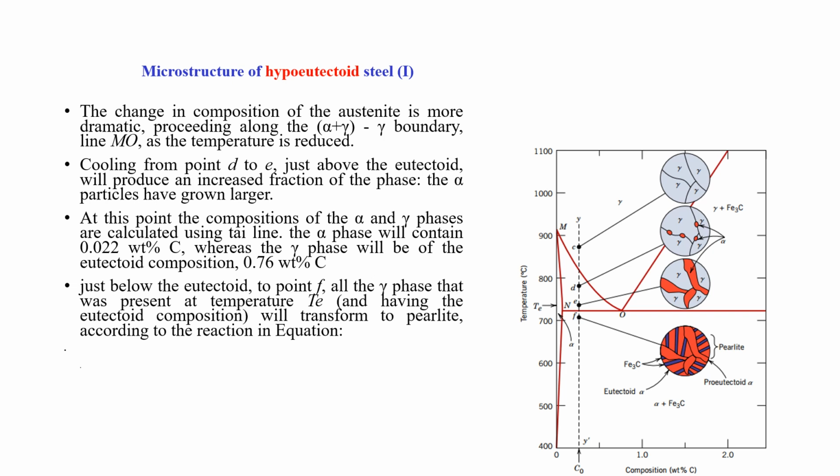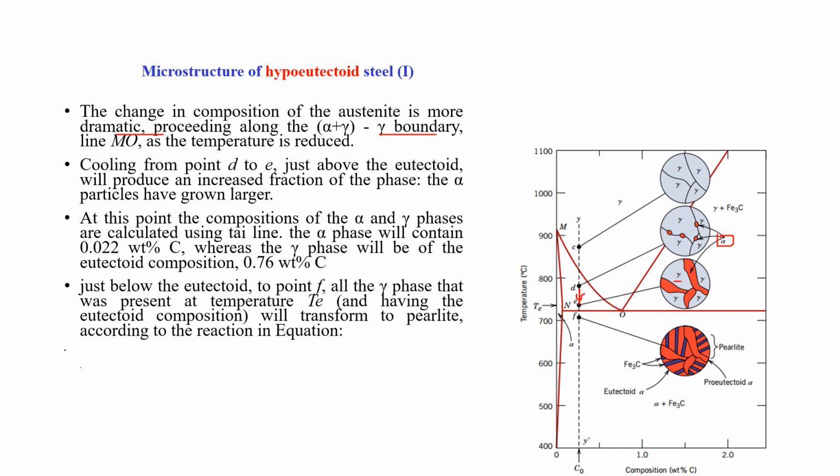So the change in the composition of the austenite is more dramatic as we cool down from D to E. At point E, the alpha ferrite particles are growing dramatically at the boundaries of the austenite. This will occur according to the equation alpha plus gamma to gamma. The austenite regions are shrinking while the alpha is becoming richer in carbon at point E.